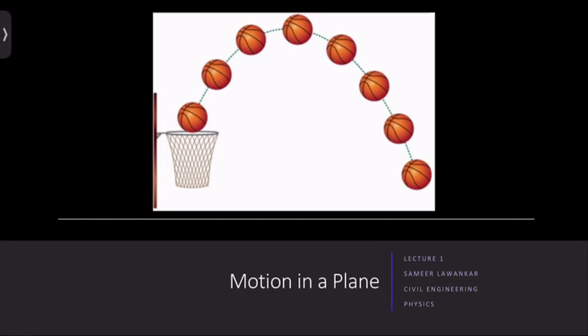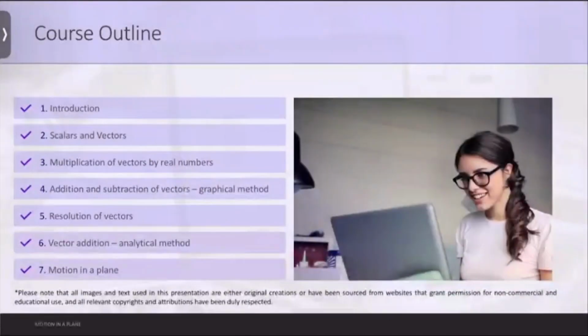Okay, so new chapter starting today, lecture number 1. I am Samir Lawankar. Let's begin our discussion. Okay, so the course outline for you first of all. Let's not go into the detailing of the course outline. Let us first start with the introduction, and then we can gradually move forward with all the discussion which we need to do in this.